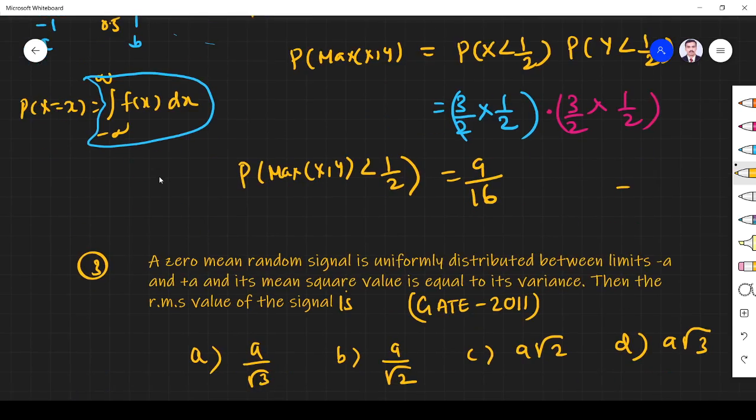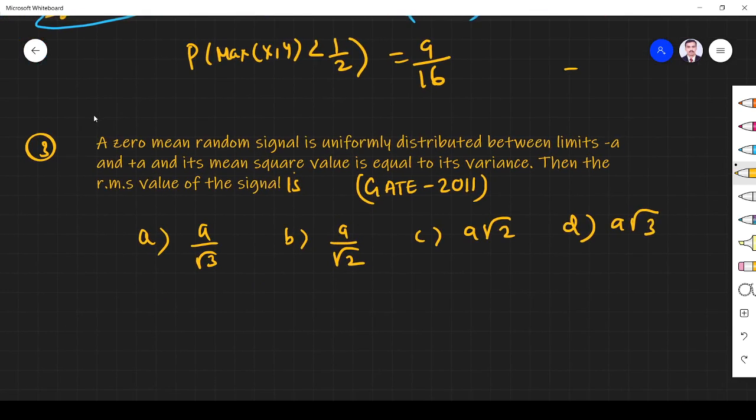Simple logic. Next problem. Again, a zero mean random signal is uniformly distributed. Again this is uniformly distributed. This is also a wonderful question.